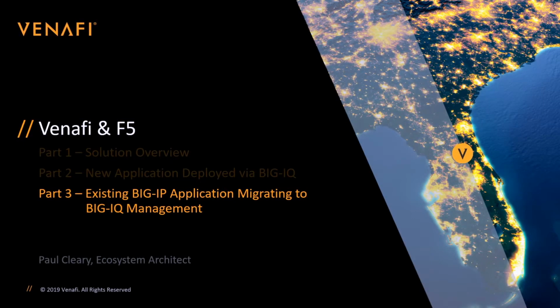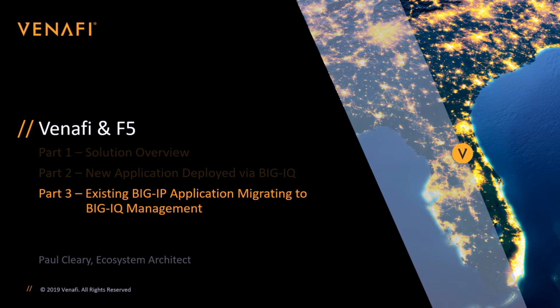My name is Paul Cleary, Ecosystem Architect at Venafi. In part one of this three-part series, we looked at some of the problems that application and security teams face when trying to deploy enterprise apps at scale. Things like certificate-based outages and the lack of scalability when working with manual processes. And then we saw how Venafi and F5 can help solve those problems together.